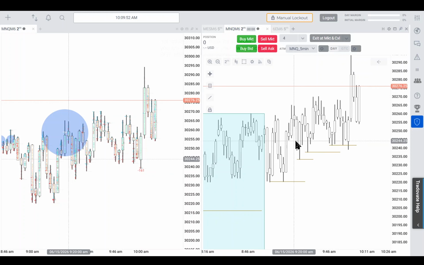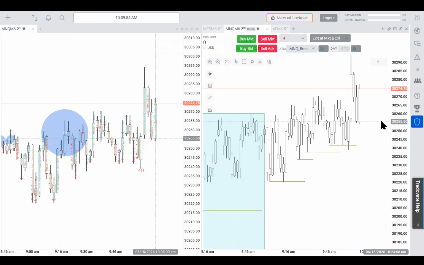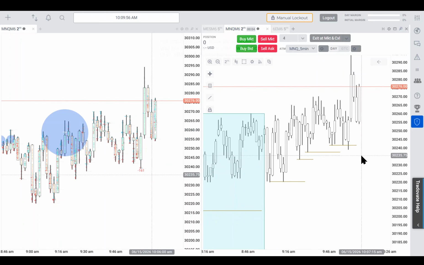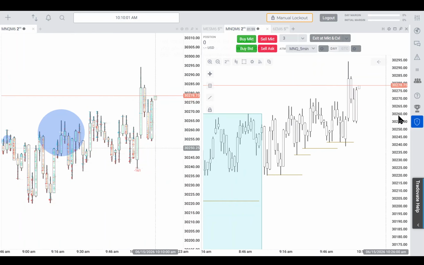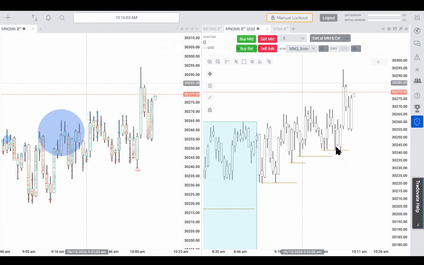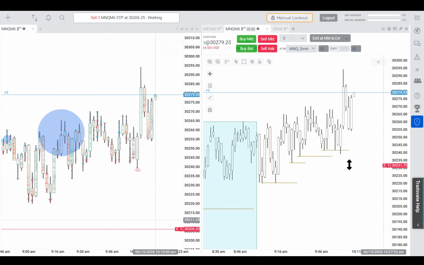It looks like an engulfing bar. I'm not too happy about that. 75 down to 35, that's below. I feel like 3. Engulfing bar below, order filled.